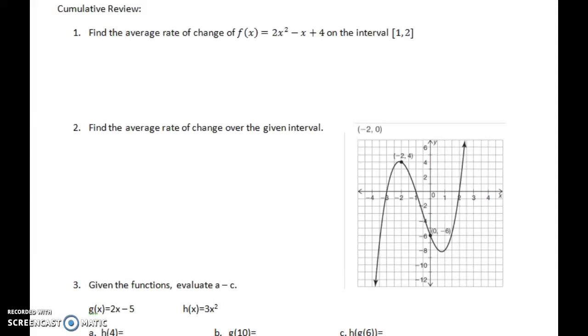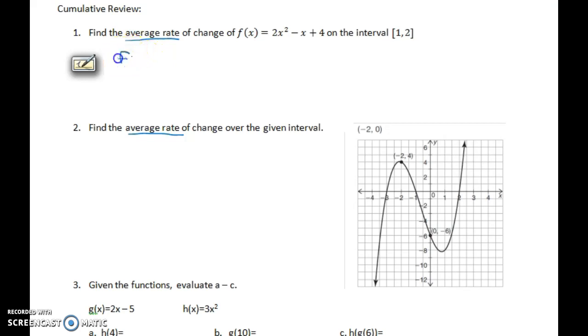Hi, this is a video that's going to go through a handful of questions from Chapter 4. We're going to start with finding the average rate of change. So if you look at either question 1 on this sheet or question 2, we're going to find the average rate of change. Average rate of change always happens over an interval of x values. So in this first one, the interval from 1 to 2 is telling you your x values.